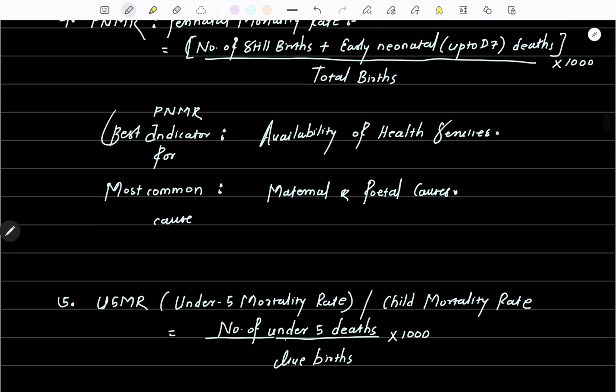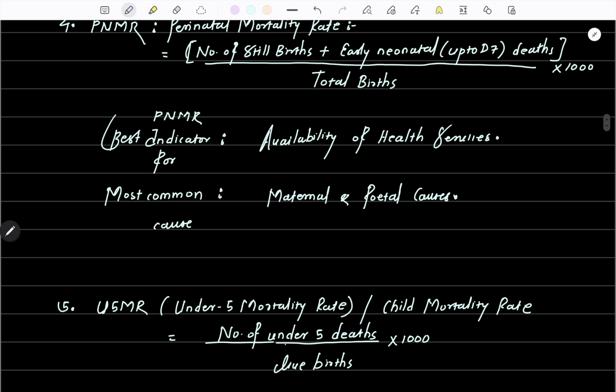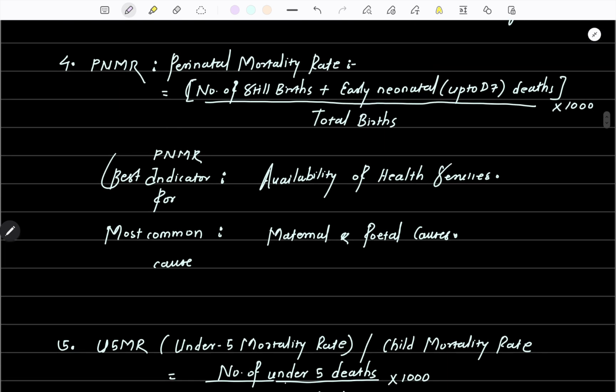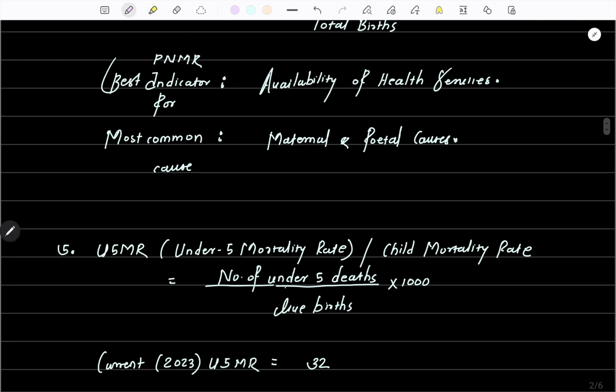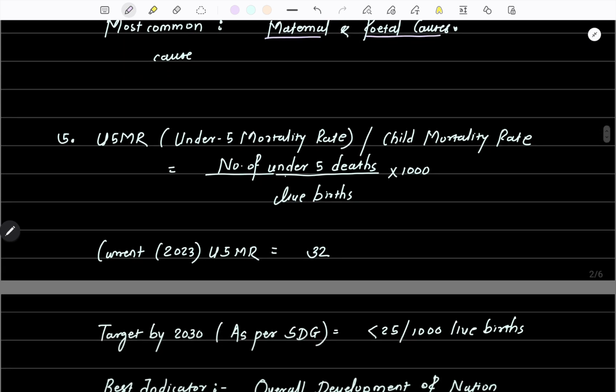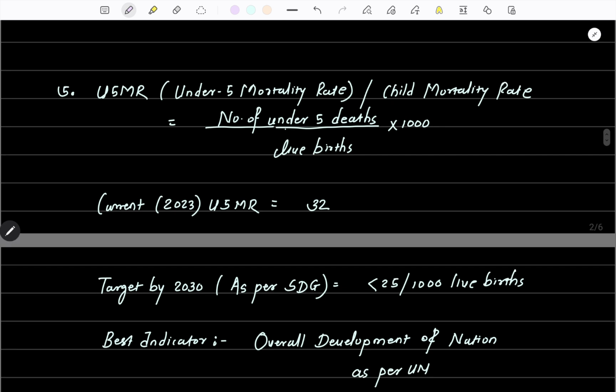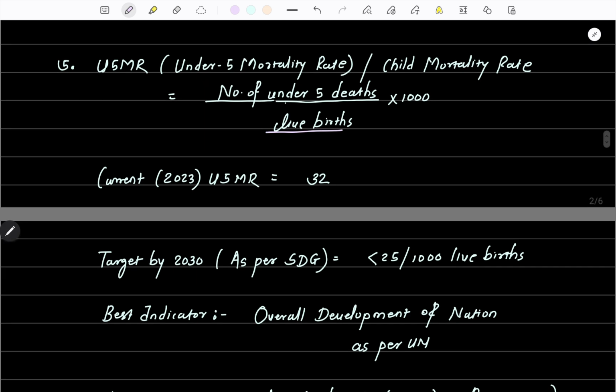So perinatal mortality rate is the best indicator for availability of health services in that particular nation, and the most common cause of perinatal mortality rate is maternal and fetal causes. Then the fifth formula we are going to see is the under 5 mortality rate, also known as child mortality rate: number of under 5 deaths divided by live births into 1000.